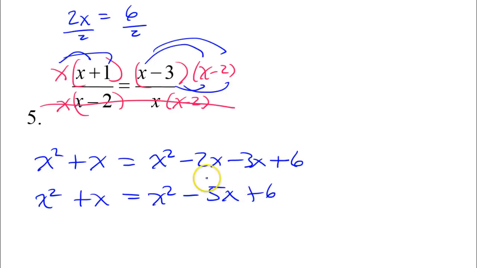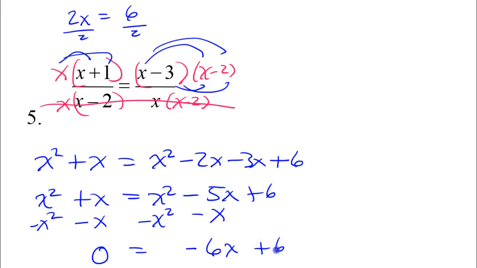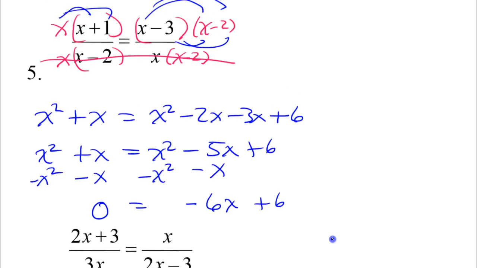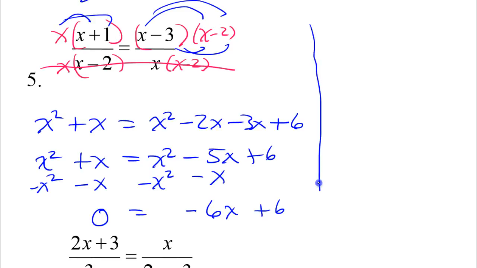I'm going to get 0 on one side. So I'm going to subtract x squared from both sides, and I'm going to subtract x from both sides. So I'm going to get 0 is equal to, oh, these cancel out completely. So I just have negative 6x plus 6. Running out of space there. Better jump up over here. So in fact, I'll recopy. So I have 0 equals negative 6x plus 6.